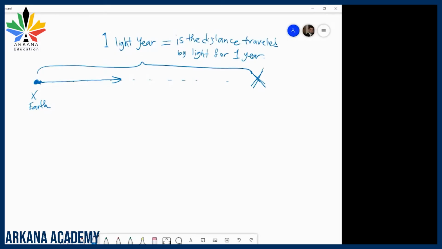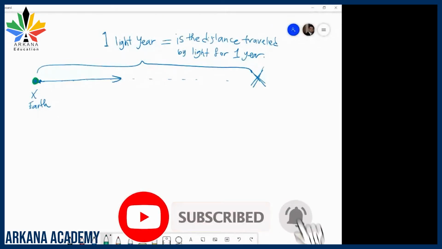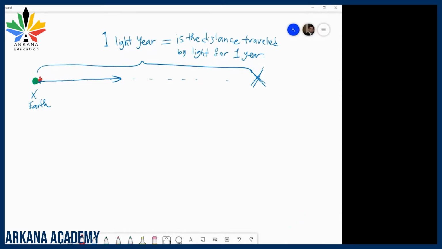One light year. So one more time, 1 light year is equal to the distance traveled by light in 1 year. An example is if we are on Earth here, and let's say there is an explosion or any kind of accident that generates light, and light is going to travel into space for almost forever. Now, after 1 year, this light is going to have traveled a certain distance.